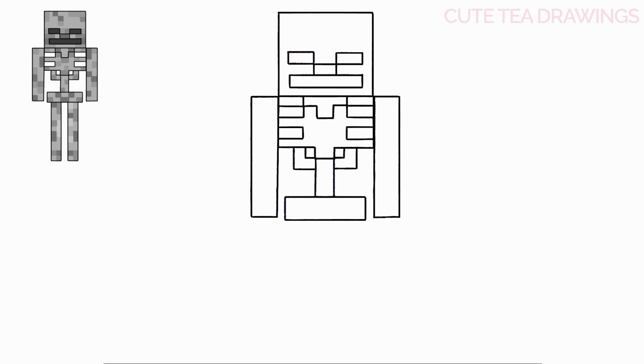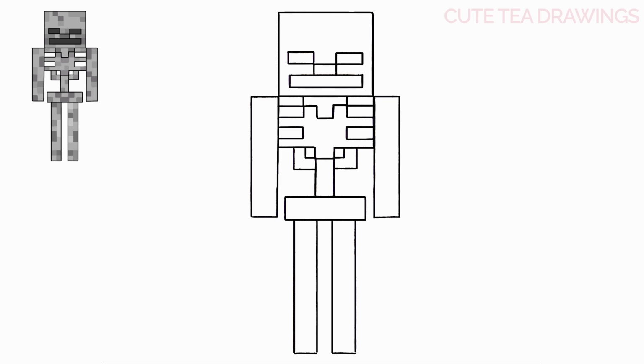Lastly, let's hop underneath and let's draw the legs. Let's start under in the center and let's draw 2 lines down. Now let's hop out and let's draw another set of lines down. And then close them off at the bottom.